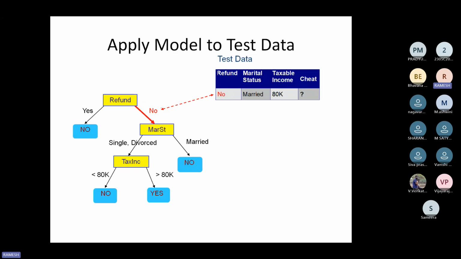Move on to the right side. Now check which column it is there. Here we need to check marital status. It is married or single or divorced. So three options are there.